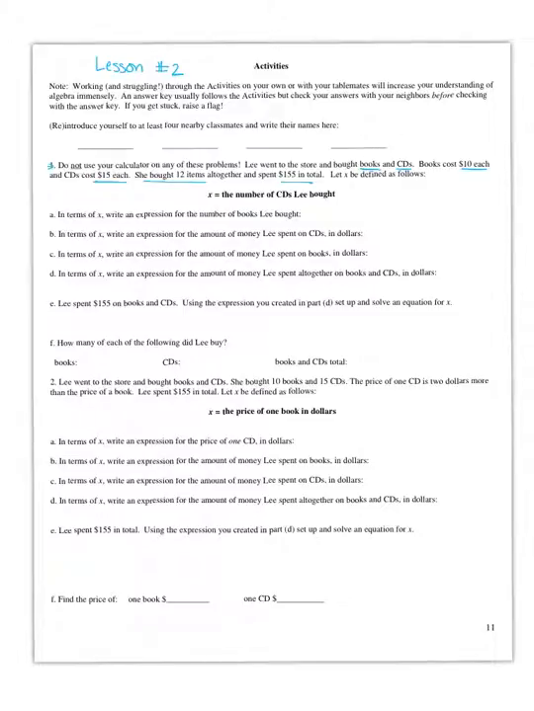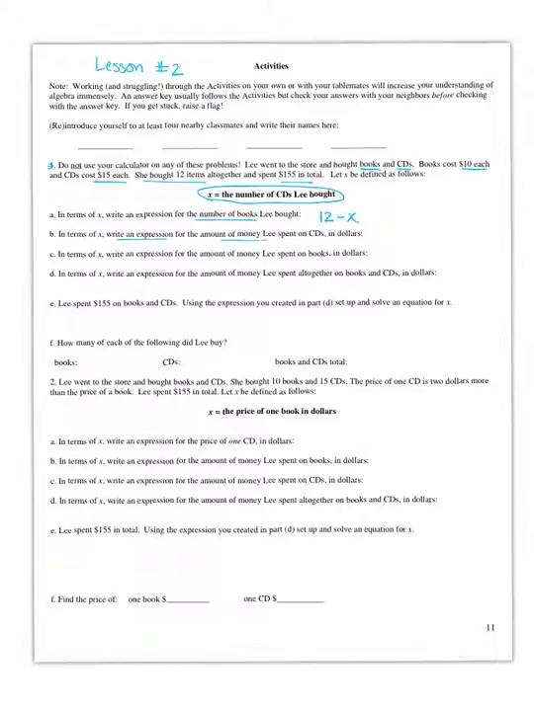Let X be defined as the number of CDs that Lee bought. So first we're going to write an expression for the number of books Lee bought. Altogether she bought 12 items, and X of them were CDs. So the number of books will be 12 minus X.